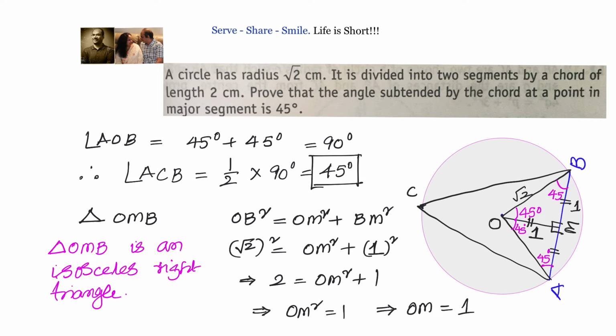As we know, the angle made by the arc at center is double the angle made by it at any point on the remaining part of the circle, which is nothing but the major segment. So the angle made by arc AB at center is double the angle made by it at any point on the major segment. Therefore, angle ACB is equal to 45 degrees.